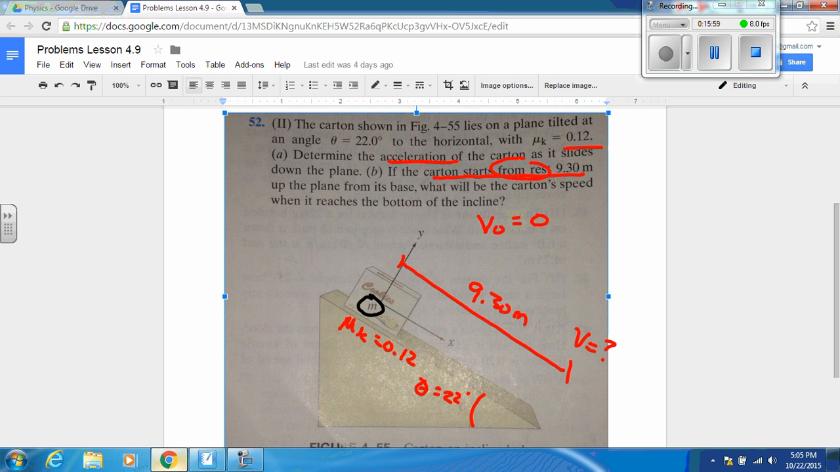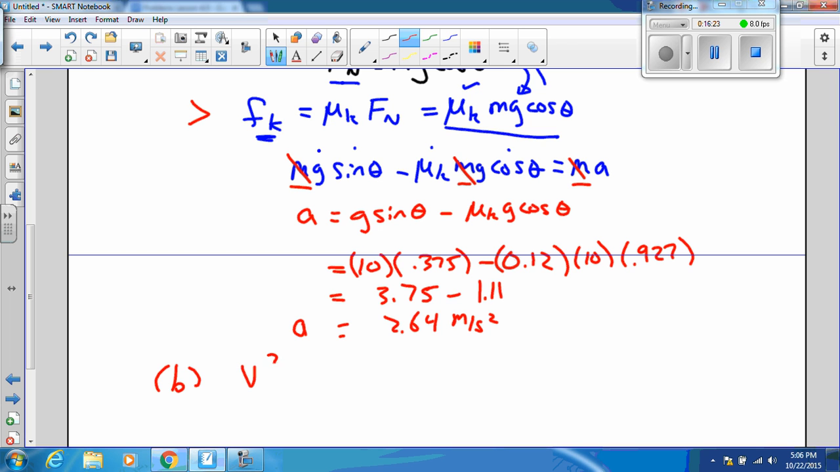Well, let's go through and label quantities like we do. Starts from rest means that v0 is equal to 0. If it is going to travel 9.3 meters, then that means that its delta x is equal to 9.30 meters. And we are looking for the carton's speed, which is the final v right there. Well, this suggests to us that we want to use the equation v squared equals v0 squared plus 2a delta x.